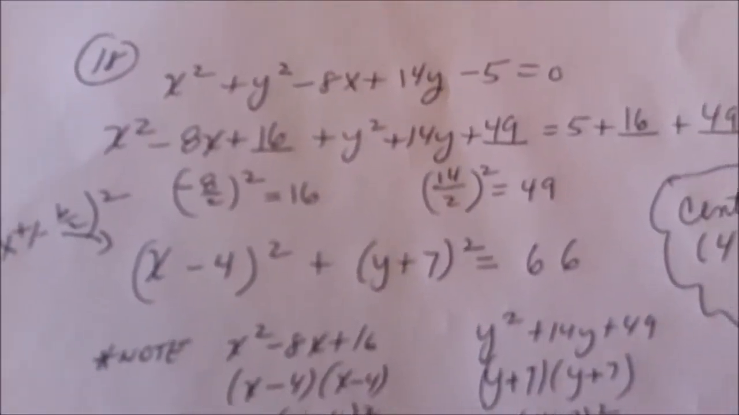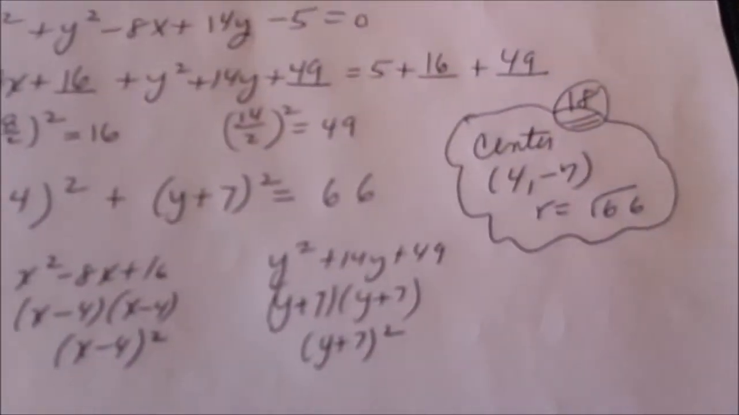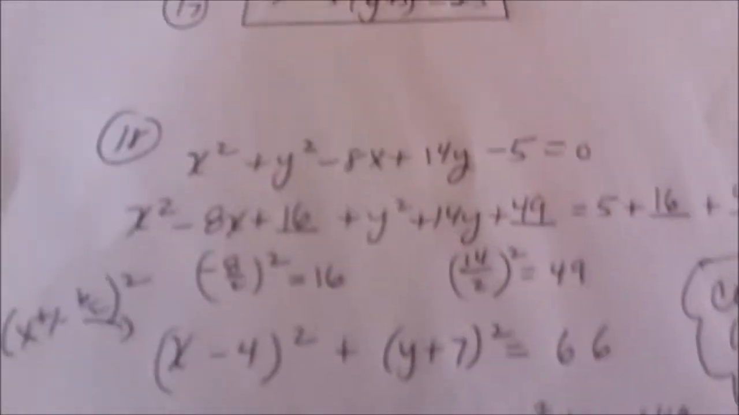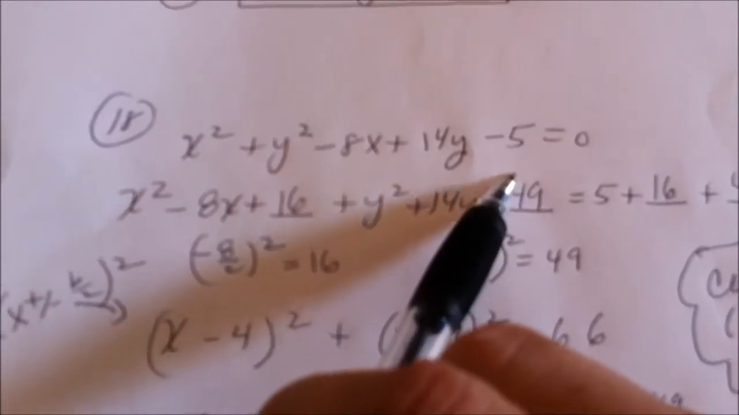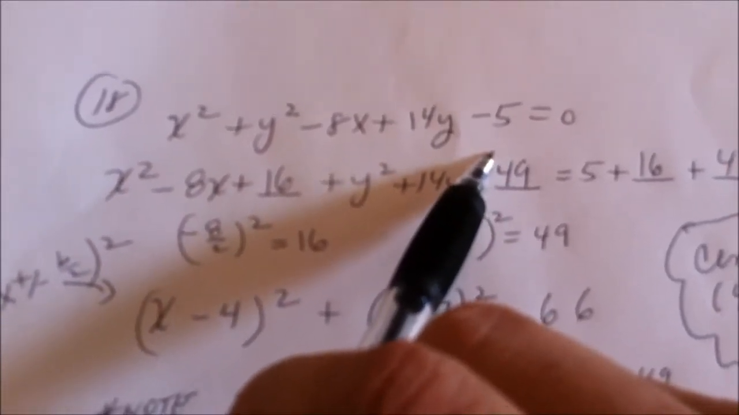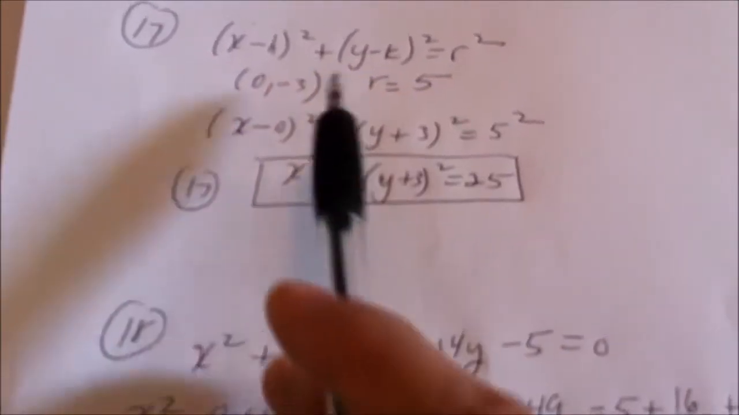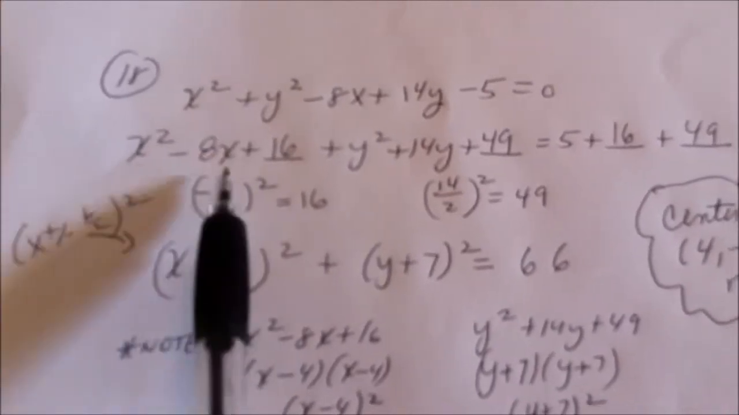Now at number 18, they gave you the circle in general form, and the circle's center on that was 4, negative 7, and the radius was radical 66. Now, in general form, it's going to be pretty darn hard to find the center and the radius. So what we want to do is put it in that center-radius form, and there's your center-radius form right there. You can see how it looks like a circle by completing the square, not once but twice.